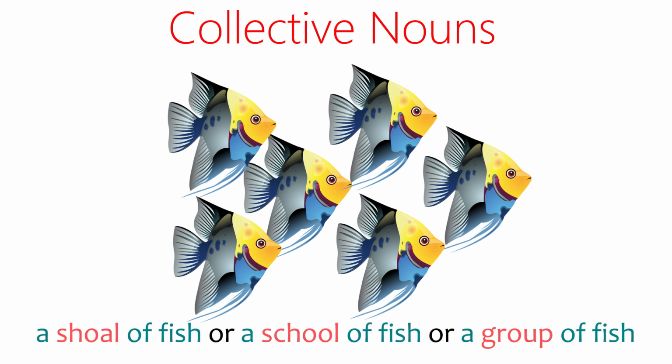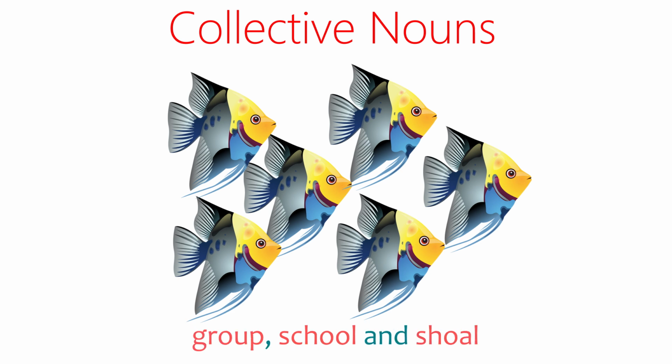So, we can say it's a shoal of fish. Or it's a school of fish. Or we can simply say it's a group of fish. The words group, school, and shoal are collective nouns. Collective nouns are common words in English. We use them every day.